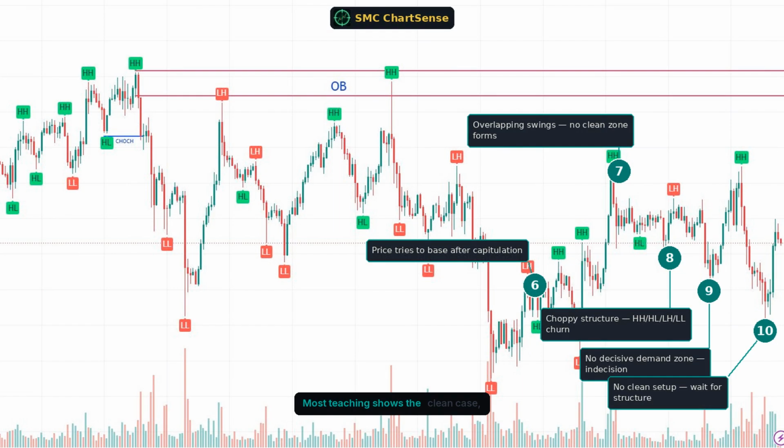Most teaching shows the clean case: a markdown bottoms, a tidy demand zone forms, price reverses. Real charts often don't cooperate. Today we read one that starts perfectly clean, then breaks down in a chop at the bottom where no zone forms at all. The lesson textbooks skip: sometimes the best read is recognizing there's no trade here.